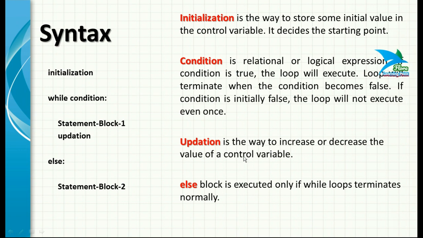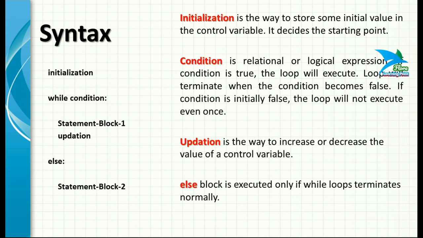Next we'll discuss the syntax of using while loop. First we'll discuss initialization. Initialization is the way to store some initial value in the control variable. It decides the starting point of a loop. So storing the initial value, assigning the first value to a loop variable, is known as initialization. It decides the starting point of a loop.